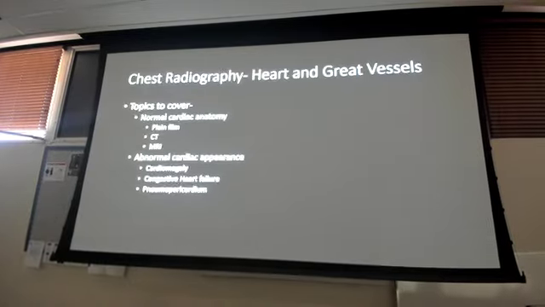Covering normal cardiac anatomy, plain film, CT, MRI, and abnormal cardiac appearance. So here's where we start to talk about cardiomegaly, congestive heart failure, pneumopericardium, some of these abnormalities that are getting in there.